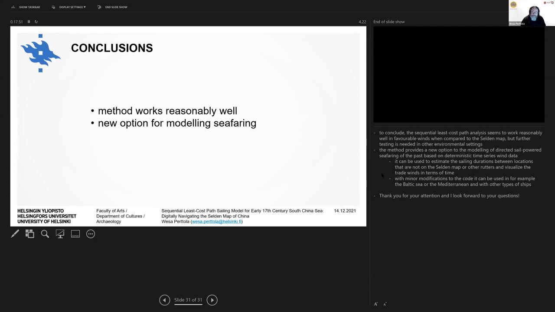With minor modifications to the code, it can be used in, for example, the Baltic Sea or the Mediterranean areas and with other types of ships.